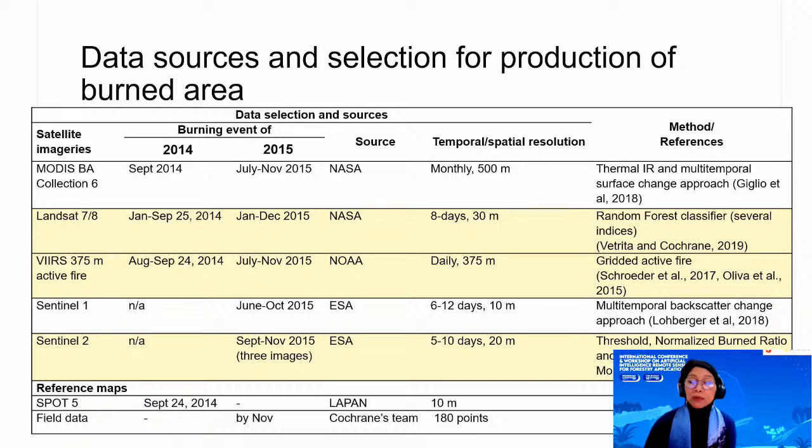And for 2015, the comparative accuracy for the five sensor-derived products used ground truth data points derived from field data. And then we calculate the overall accuracy, omission error, commission error, and also the regression of burn proportion. Next slide.